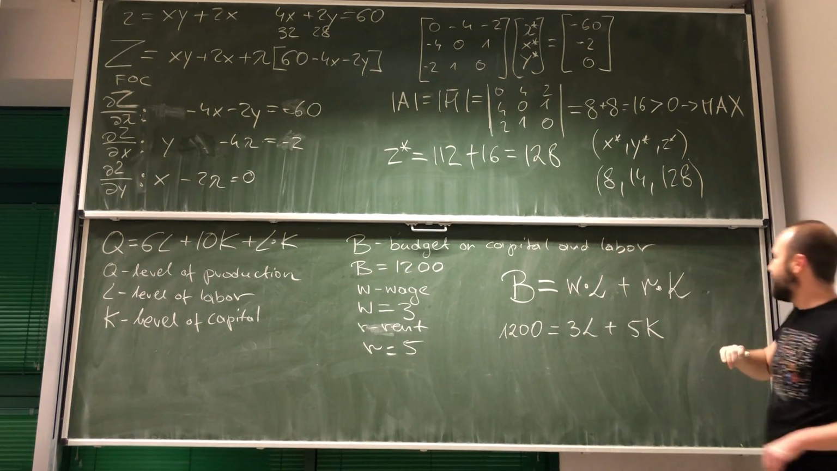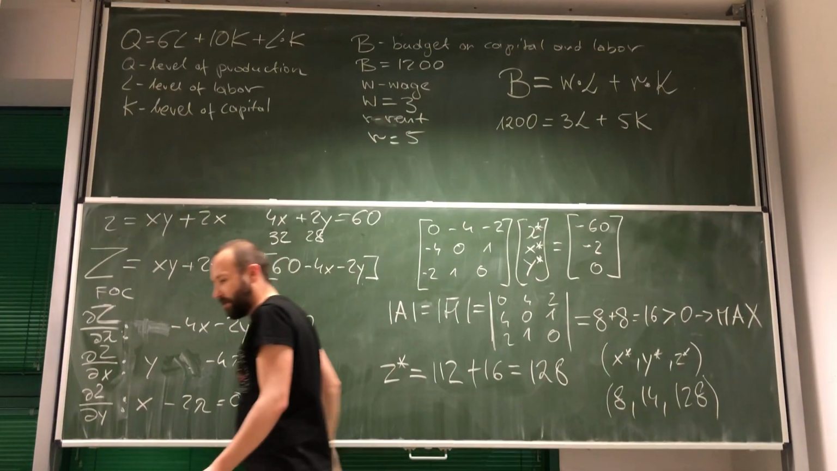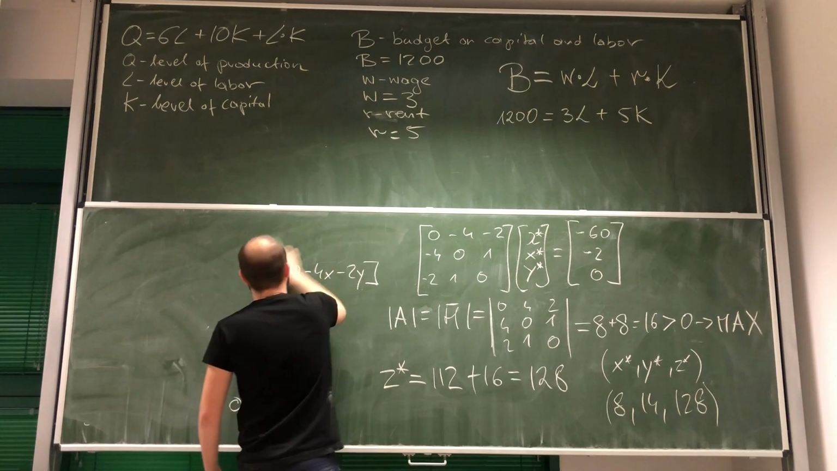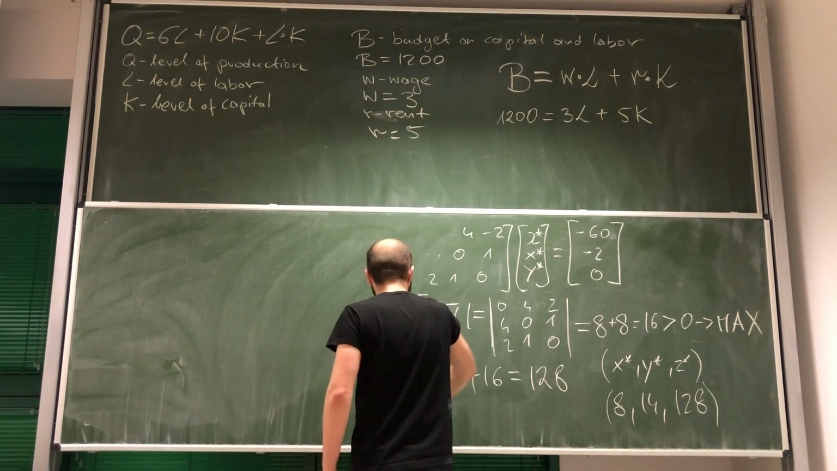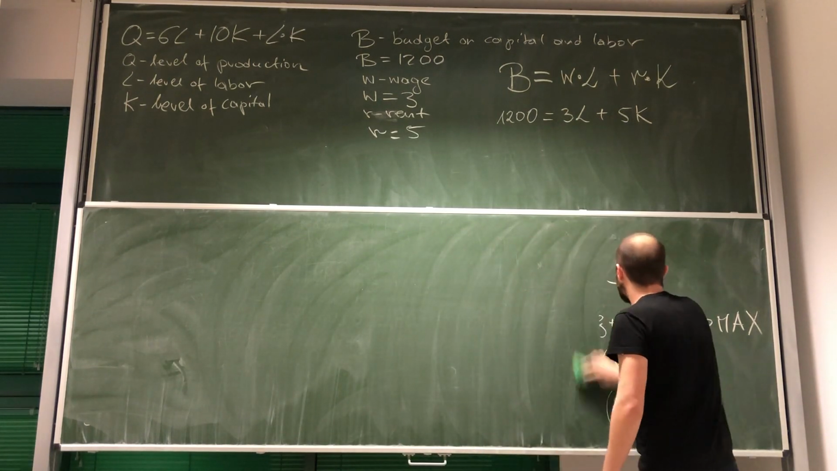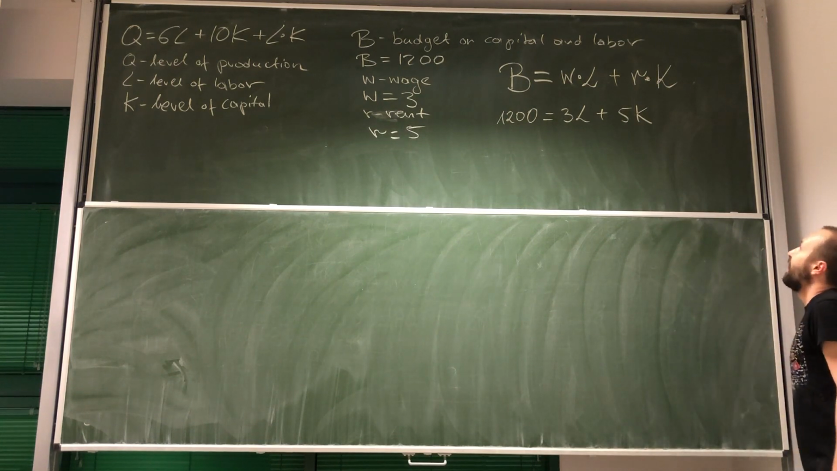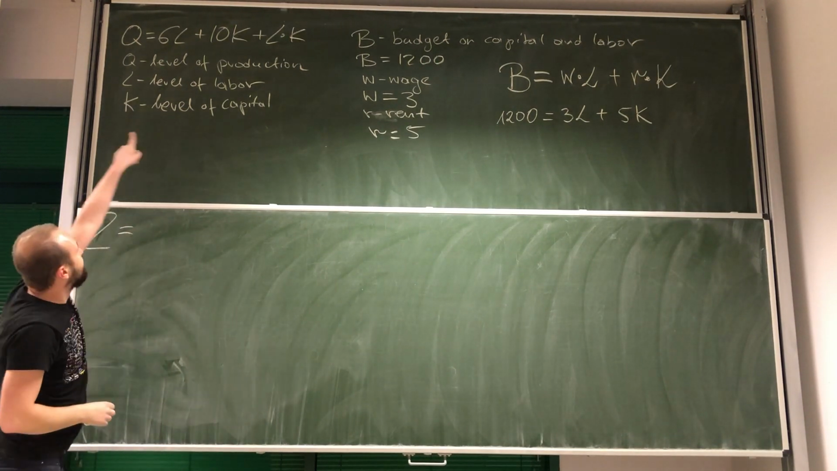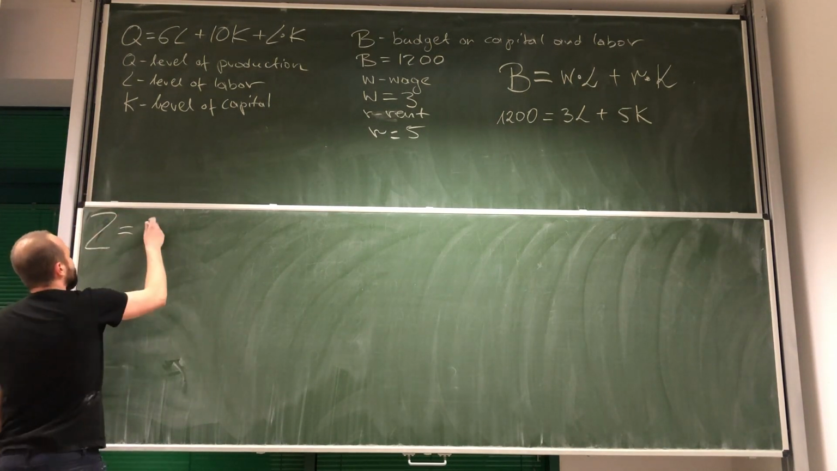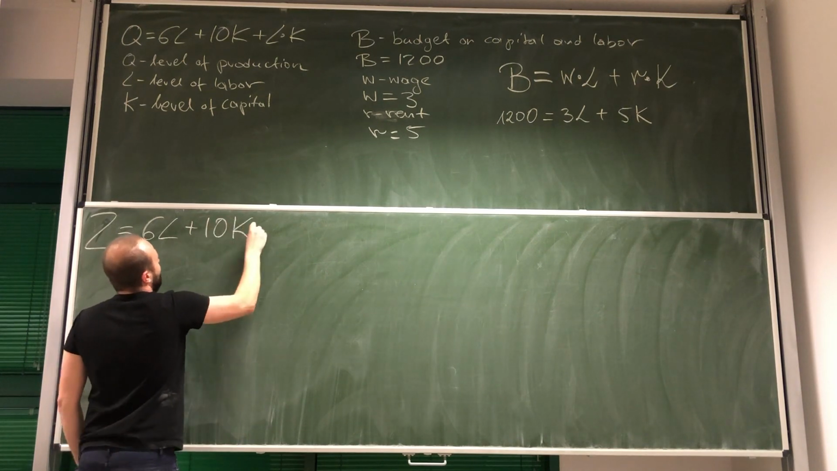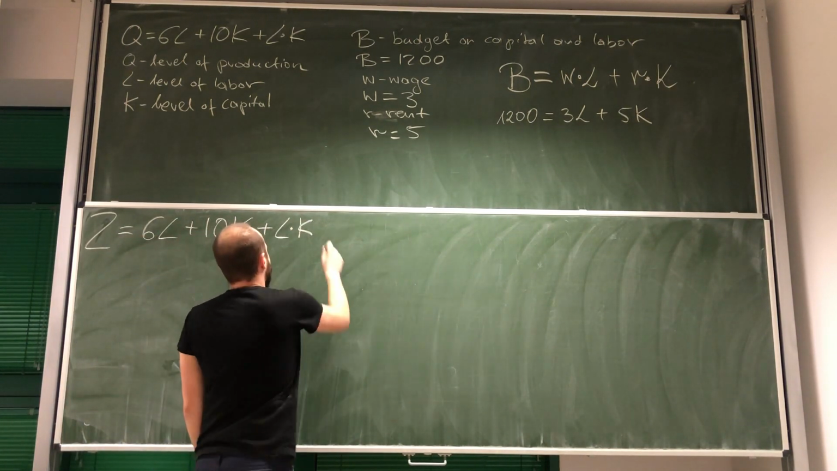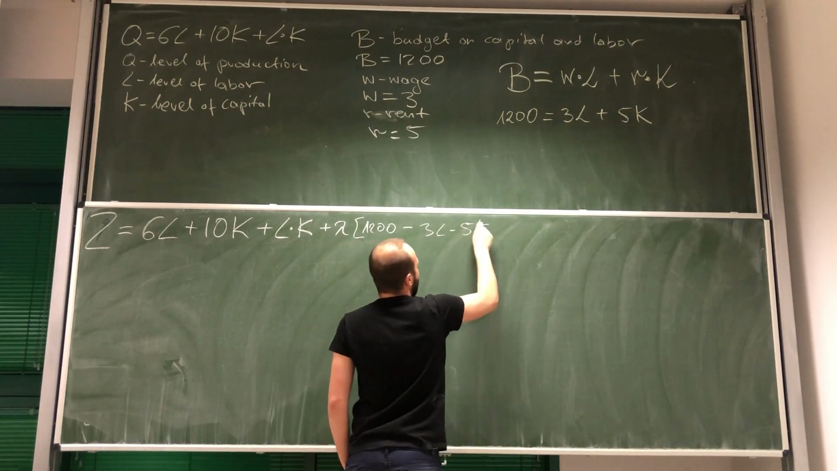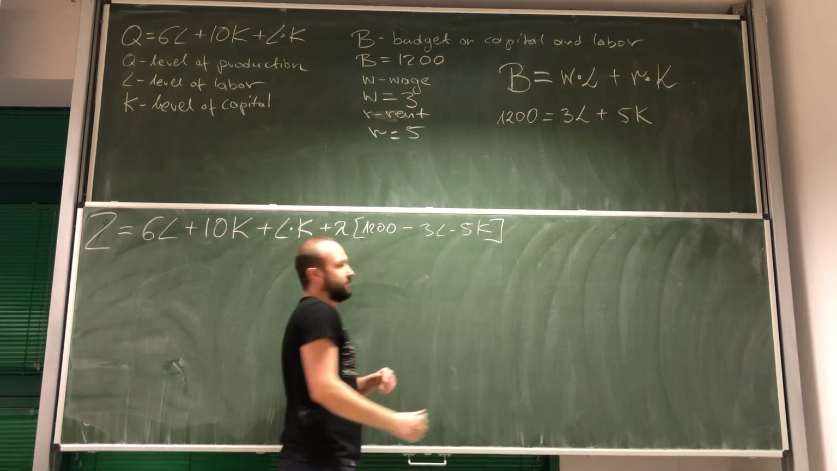Okay, and look, with this, we can actually now use Lagrange multiplier in order to find the level of labor and capital that this company should employ in order to get the maximum level of production, having only $1,200 to spend. Okay, so our Z, first capital Z, so the Lagrange function, first we rewrite the function we already have. So 6L plus 10K plus L times K. Then we add lambda times 1,200 minus 3L minus 5K, and we're ready to start optimization.